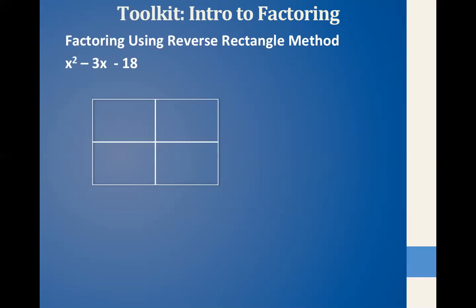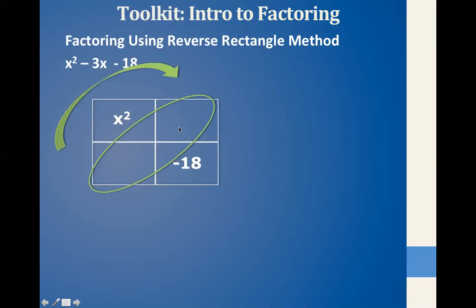In the reverse rectangle method, I'm going to go backwards. So I'm going to fill in the middle first. I know x squared and negative 18 can go in these boxes. The tricky part is figuring out what goes in these two boxes here.